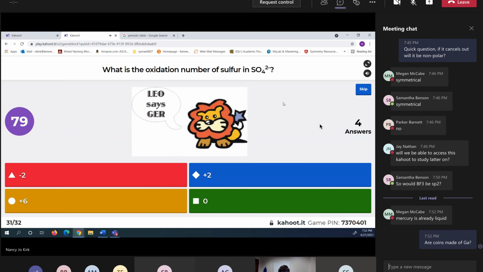Yeah, mercury is already a liquid. Coins are not made of gallium. That would be a problem. Our hot little hands would melt it. That would be a good reason not to make it of gallium. I know there's a lot of nickel in coins.